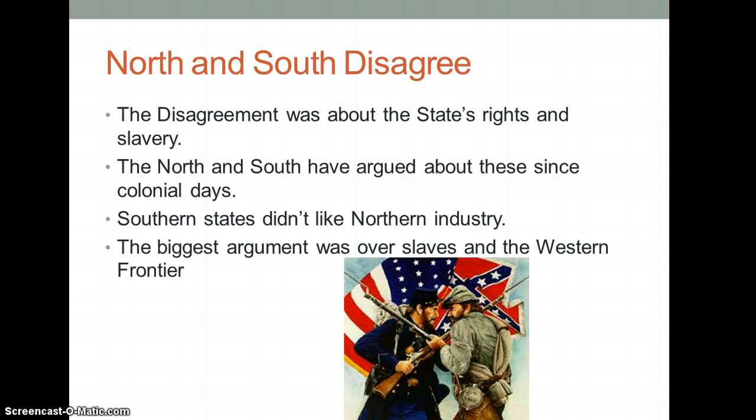Southern states didn't like Northern industry because they felt that the North was taking advantage of them, causing them to buy their goods from the North. But the biggest argument was over slaves and the western frontier. Would slaves be allowed in the new territory being discovered?